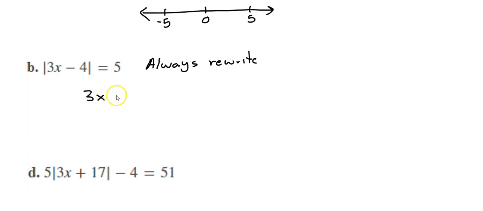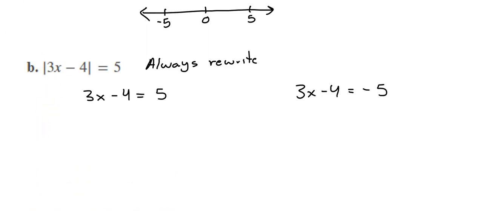You're going to have to solve this twice. Equals 5. Now remember, going with our definition above, this is not just going to be a 5. You're also going to have a 3x minus 4 equals -5. And we're going to have to solve for both. In fact, I'm going to move something down here. If you'll give me just 1 second. There we go.